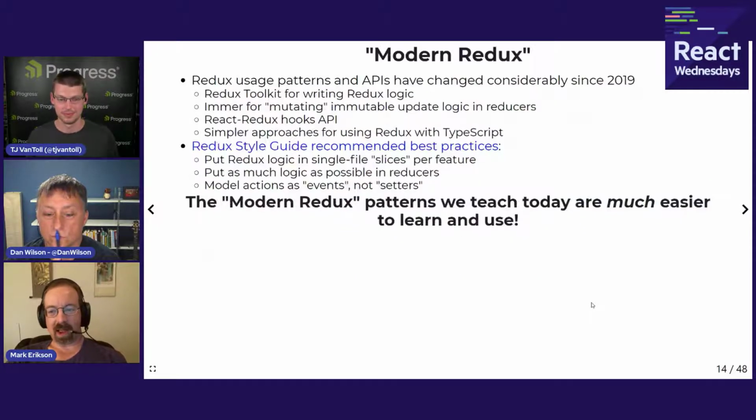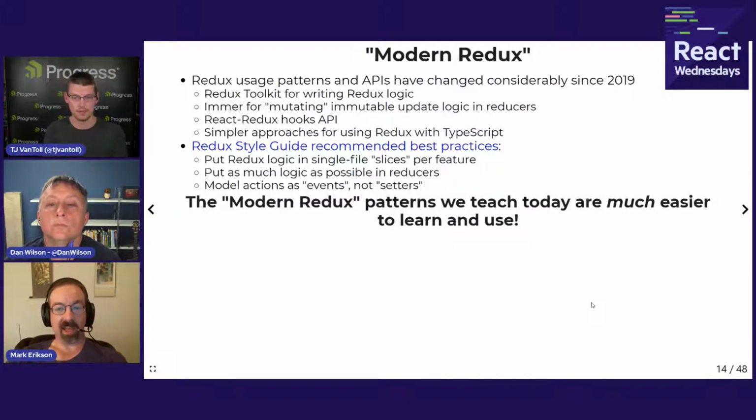Okay, so I've used this phrase modern Redux. What does that even mean? So the way that we encourage people to write Redux today is very different than the way that we encouraged people to write Redux even just a couple years ago. And it's several different things working together. It's the use of Redux Toolkit for writing your Redux logic. Redux Toolkit, in turn, relies on a package called Immer to let you write much simpler immutable update logic in your reducers. React Redux has a hooks API instead of the classic connect API. And we're encouraging some better patterns for using Redux together with TypeScript.